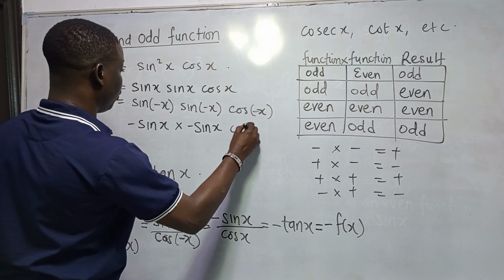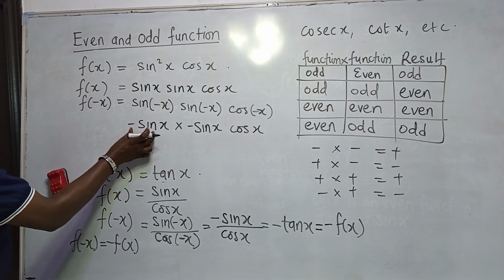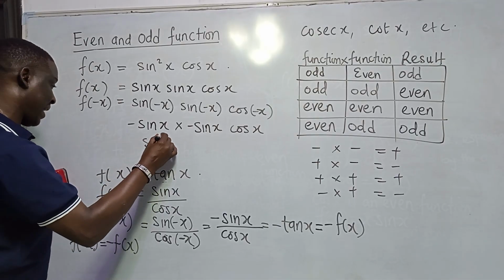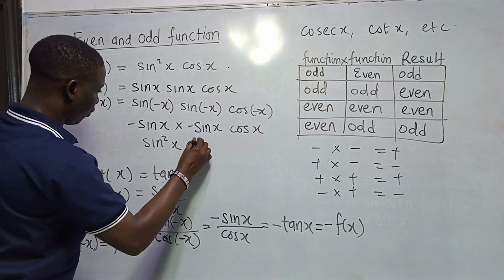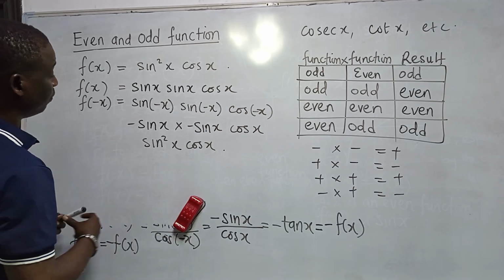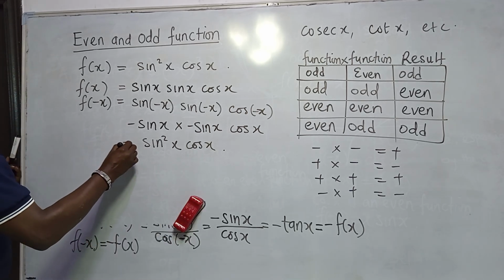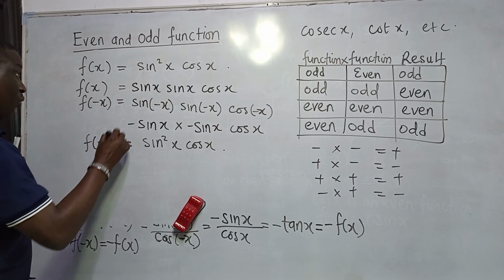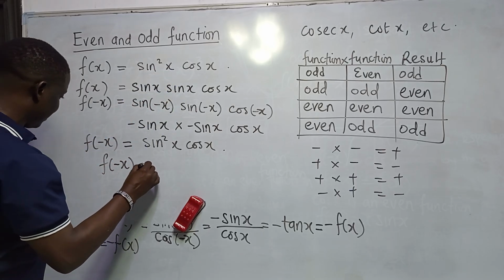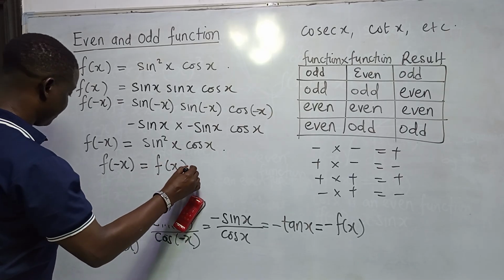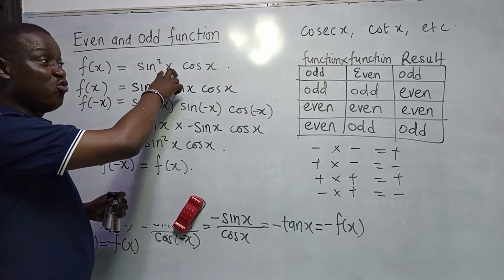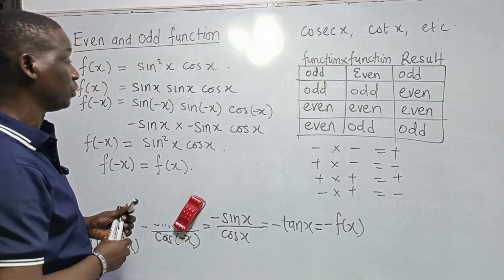Minus and minus is plus. Then sine times sine is sine square x, then this one will have cos x. So what do we call this kind of function, odd or even? Because it is giving us back the function originally given to us, f of minus x is equal to f of x. So that means this is an even function, not an odd function.